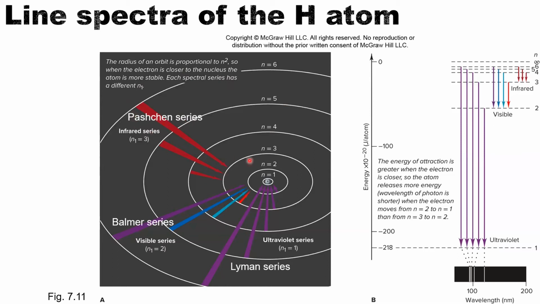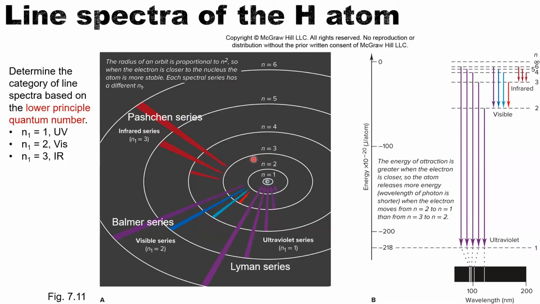So you need to focus on the ending levels, or the smaller levels. If the ending level is 1, then it's UV light. Energy level 2 is visible light, or the Balmer series. Energy level 3 is IR light, or the Paschen series. So 1 to 3: UV light, visible light, IR light.